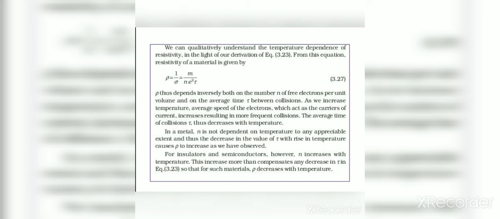But for insulators and semiconductors, small n increases with temperature. This increase in small n more than compensates any decrease in tau as given in equation, so that for such materials rho decreases with temperature.